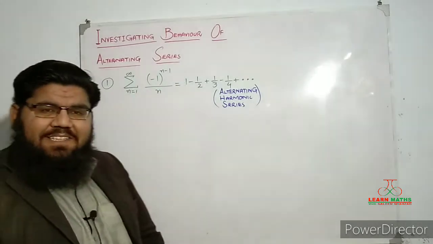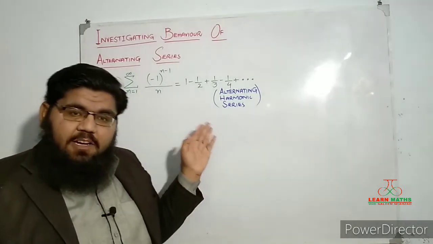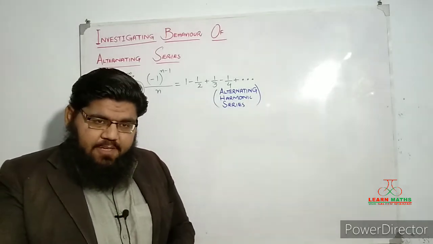Alright dear students, let's start with our first example. So here we have an alternating series and it has a special name. It is sometimes known as the alternating harmonic series. Okay, so we are going to investigate its behavior.